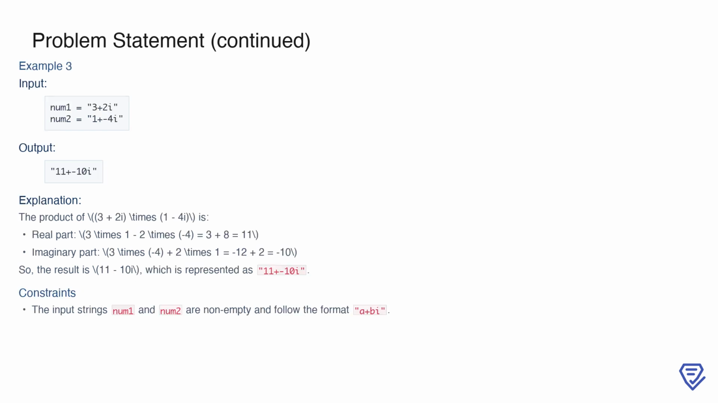Now let's look at a slightly more complex example. If the inputs are 3+2i and 1+-4i, these correspond to the complex numbers 3 + 2i and 1 - 4i. For the real part, we calculate 3 times 1 minus 2 times -4, which simplifies to 3 + 8, giving us 11. For the imaginary part, we compute 3 times -4 plus 2 times 1, which results in -12 + 2, or -10. Combining these, the product is 11 - 10i, represented as the string 11+-10i.